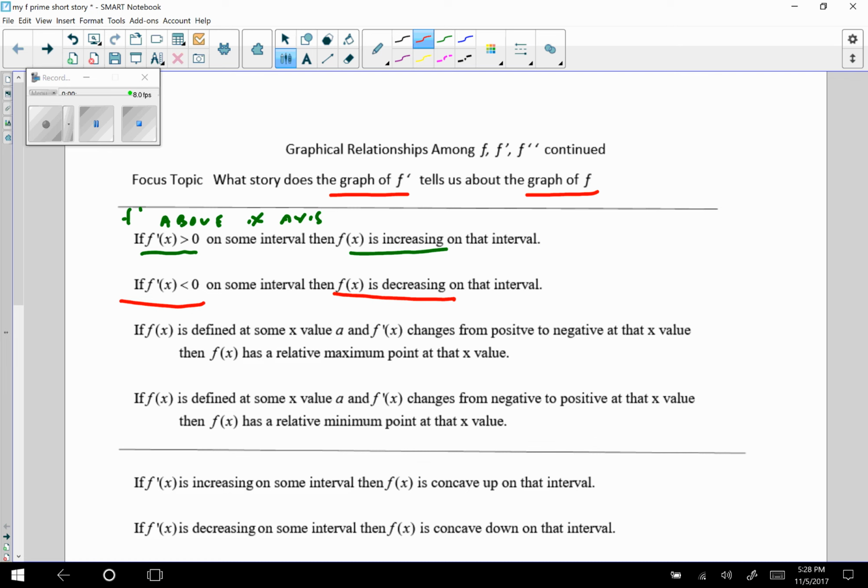When f prime changes from positive to negative, when it goes from above to below the x-axis, that says that f has a relative maximum point. In like manner, when f prime changes from negative to positive at a particular x value, f has a relative minimum at that point.